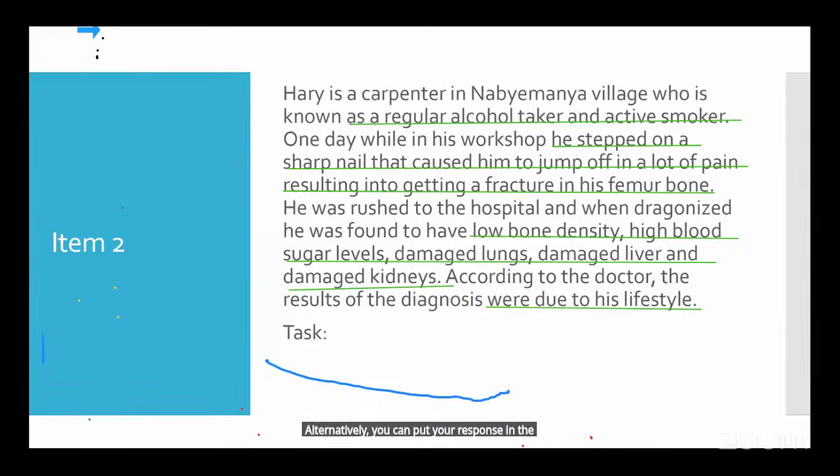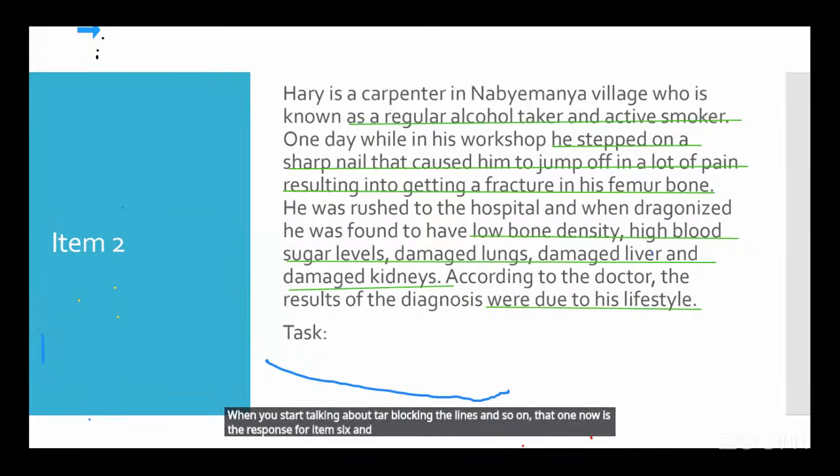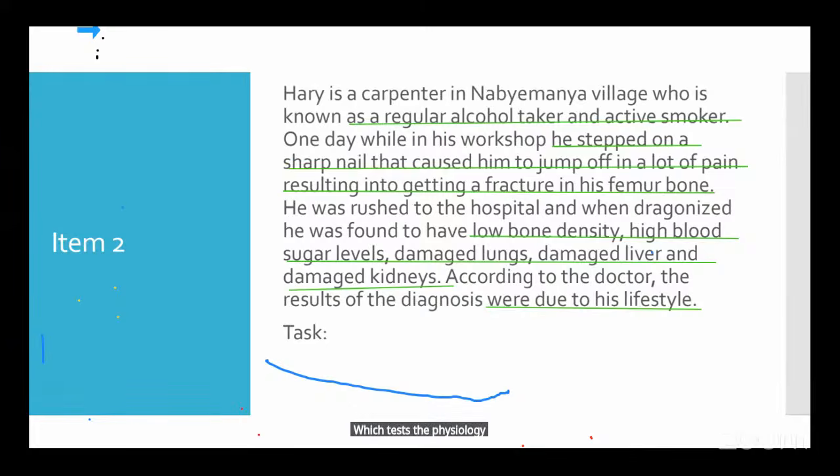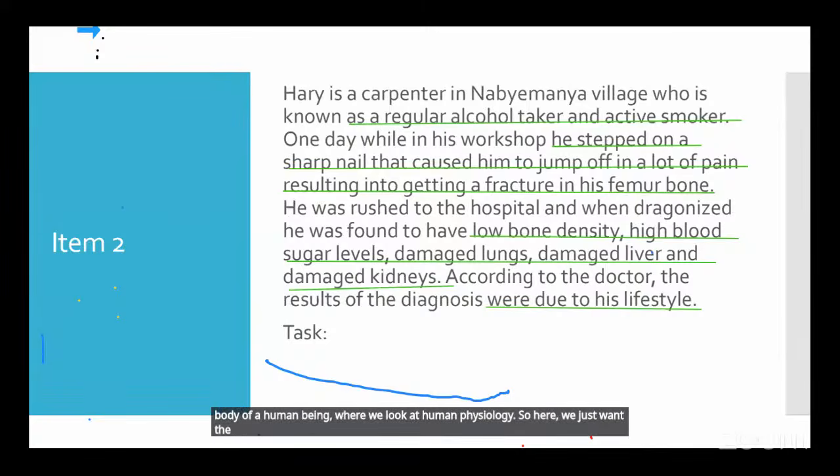I'll read it. Okay, I was saying, in this case, we just look at the effects of drugs on specific organs. So for that reason, we are not going to look at the physiology of the drug on the organ. For example, when you start talking of tar blocking the lungs and so on, that one now is the response for items 6 and 7, which test the physiology of the toxins on the body of a human being, where we look at human physiology. So here we just want the effects of the drug on the body.